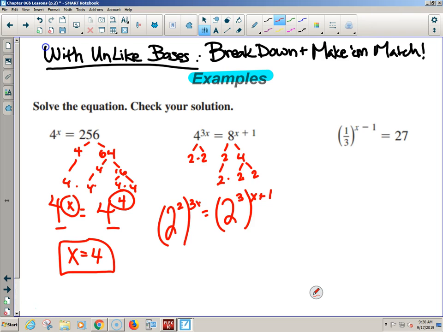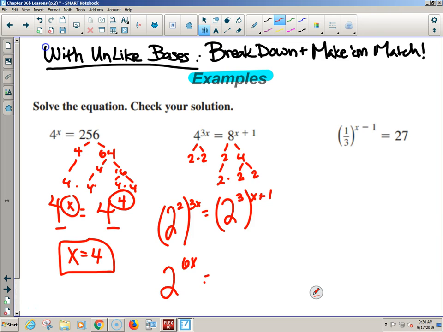So what was harder on this one? We had to break down both, not just one, because the goal was to make a match. Now, hold on. They both have parentheses. Wait, careful. What can I rewrite the left-hand side to be? 2 to the power of 2 times 3 times x is 6x.